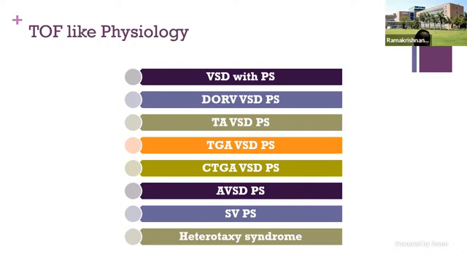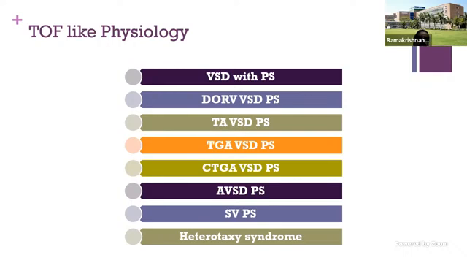The other common physiologies that you are supposed to differentiate include DORV VSD-PS, tricuspid atresia VSD-PS, TGA VSD-PS, CCTGA VSD-PS, AVSD-PS, single ventricle PS, and some complex heterotaxy syndromes. Let us go one by one. DORV VSD-PS is equal to tetralogy of Fallot if the great vessels are normally related.